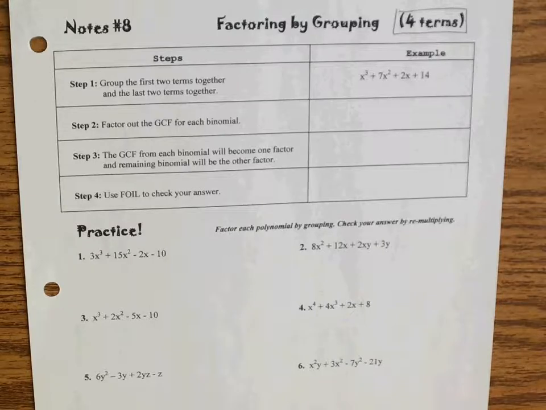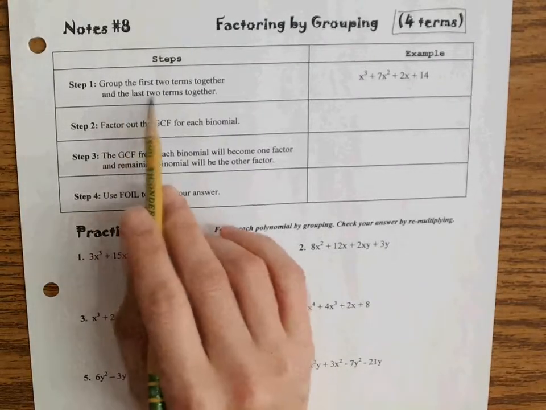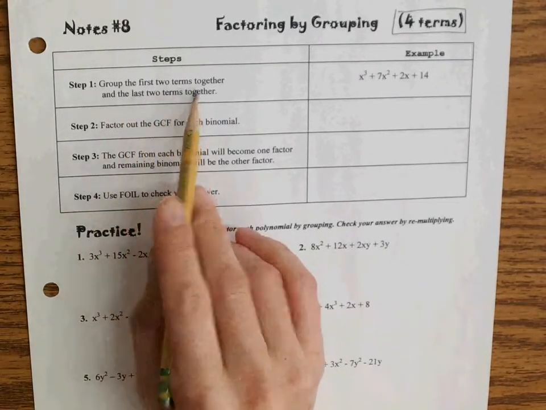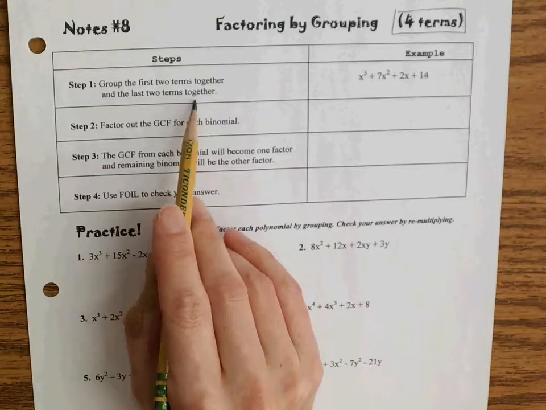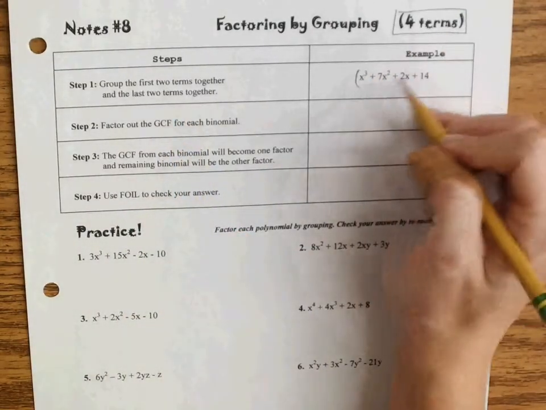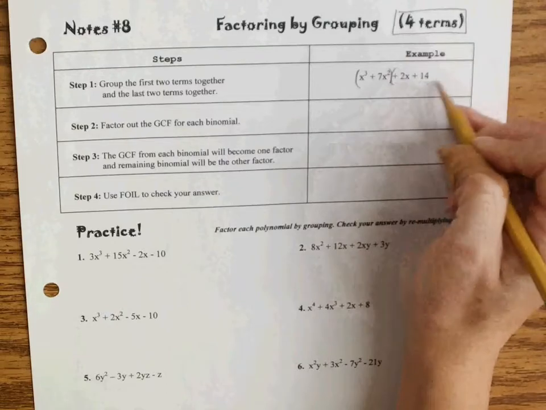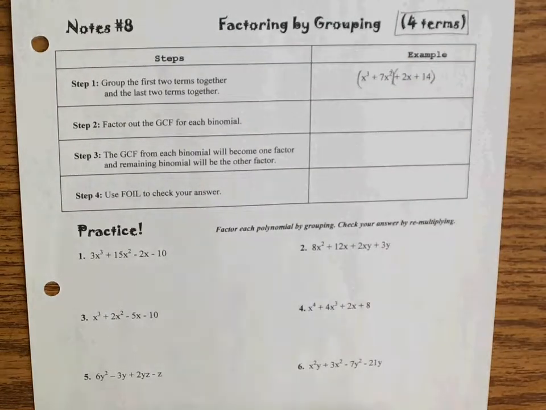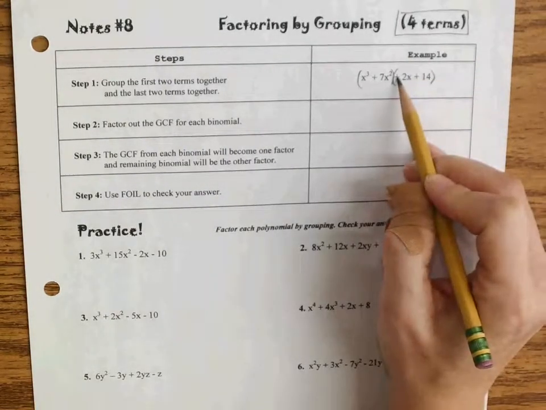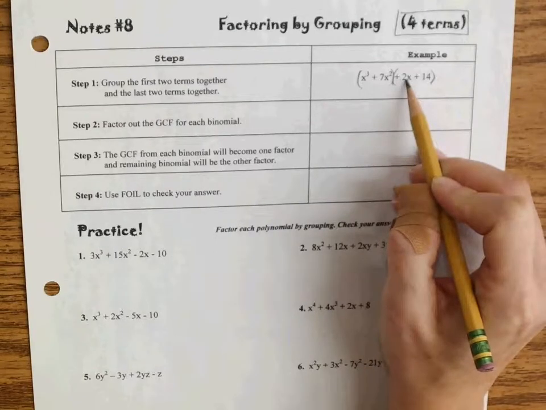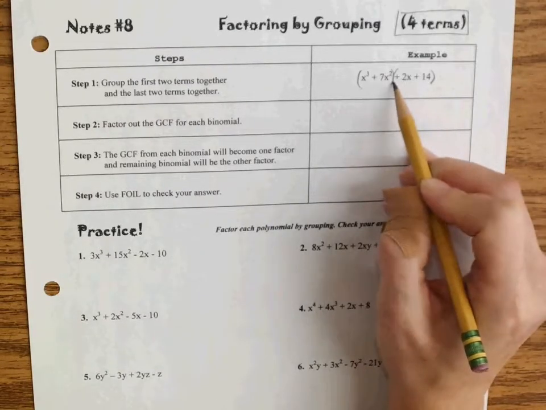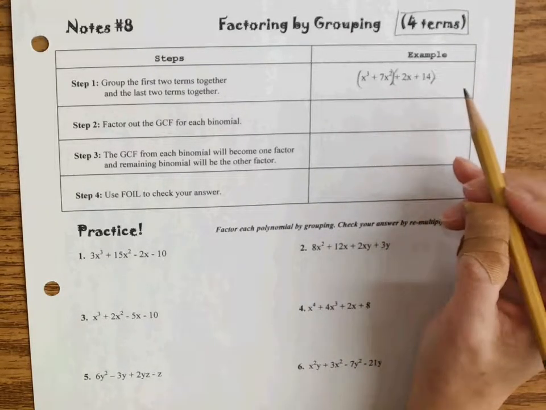So for factor by grouping, step number 1 says group the first 2 terms together and then the last 2 terms together. And so what I mean by that is we're going to go ahead and draw in these parentheses. Now the key thing when we draw in these parentheses is you see how I keep the sign in front of that 3rd term, so make sure you are doing that as well.